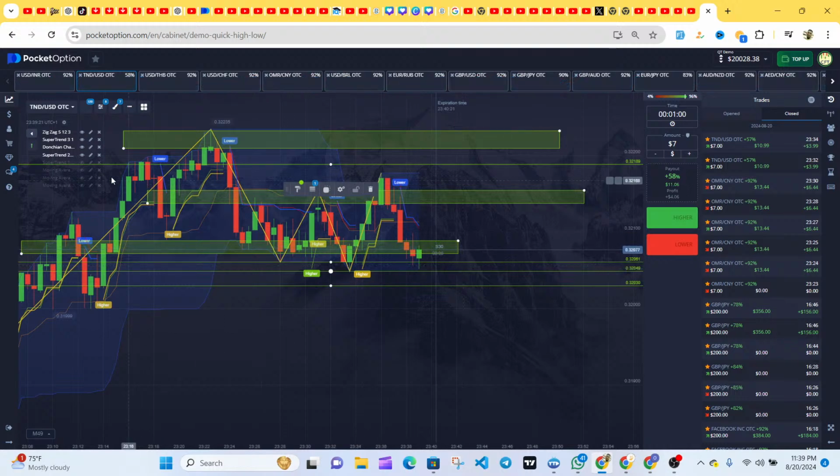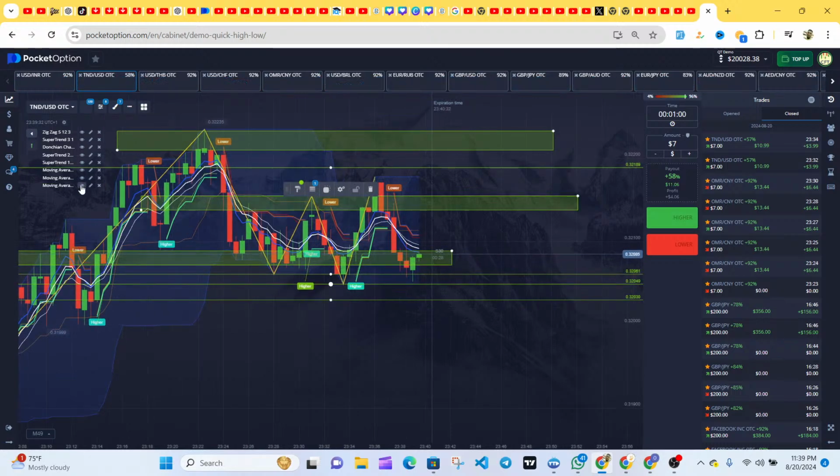Let me add other factors. Since we are going with the indicator, let me add the second one, add this other one to make sure we don't miss the market. So now, let's see what is happening over here. These are three indicators that are printed in one place.